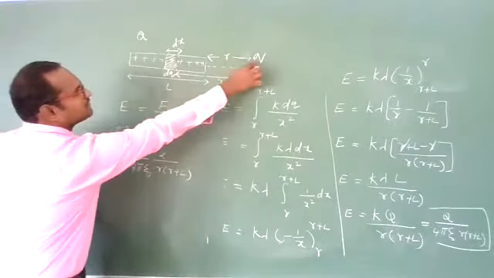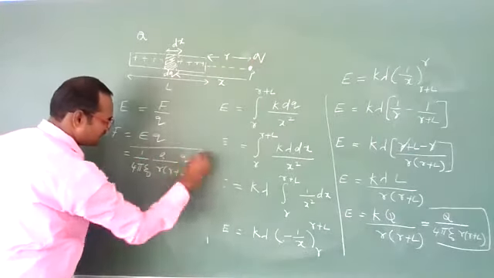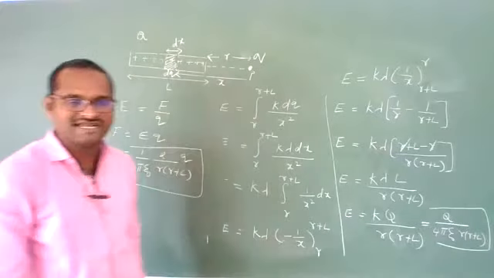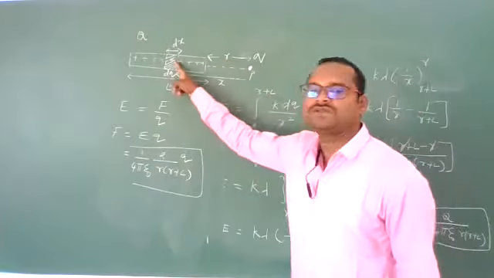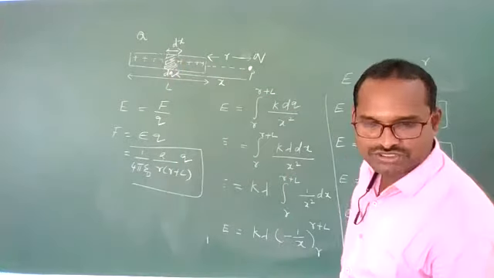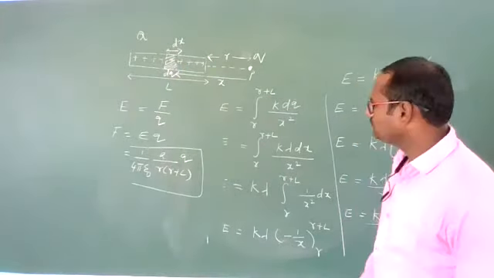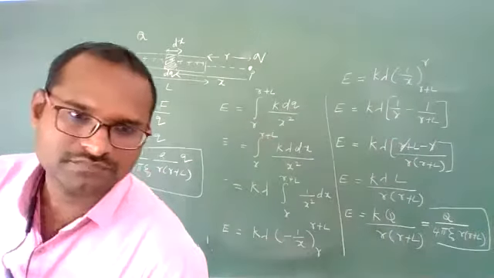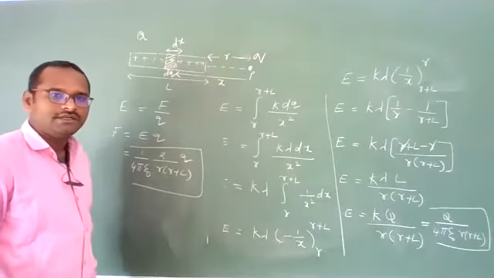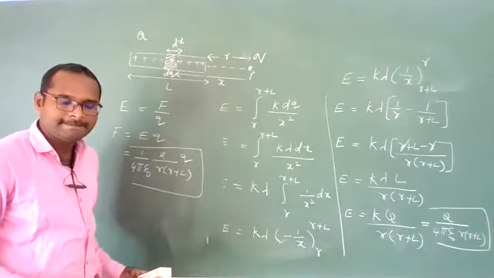Into charge. Charge how much? We have kept Q. So Q. Yes. This is the force acting on that charge Q placed at that point P at a distance of R from this rod of uniform charge distribution Q. Got it? Objective point. Clear, students? Do you have any doubt on this?